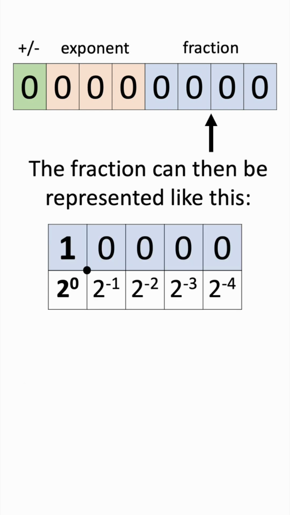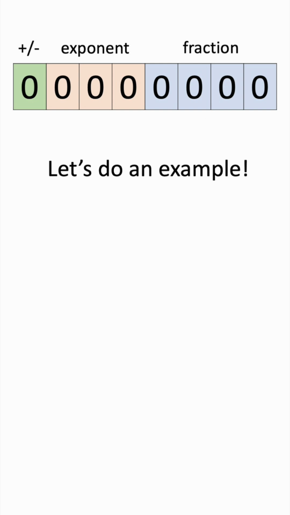Thus, our fraction can be represented like this, where notice I have made the 1 to the left of the point bold, as that value is always 1. Thus, our 4 explicit bits for the fraction are increasing negative powers of 2. Let's do an example using the binary value 1010 1010.